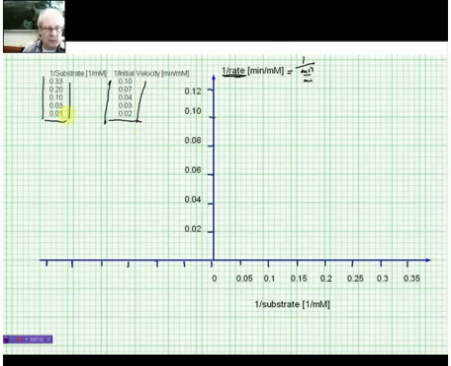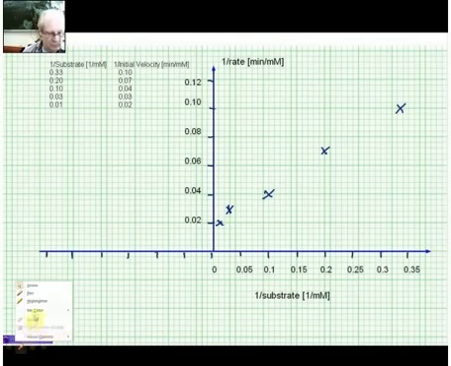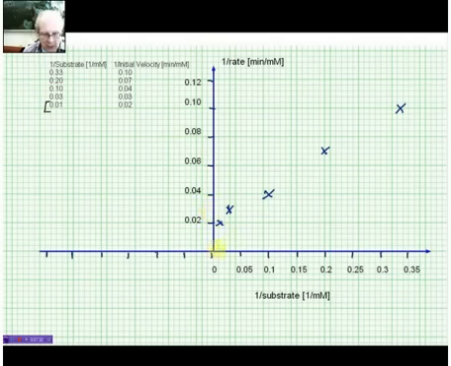So for example 0.01 and 0.02, and what that gives me, for example here, so for this one here I've got 0.01, that would be somewhere here, 0.01, and the corresponding 1 over V, that would be 0.02. So that actually gives me this point here.